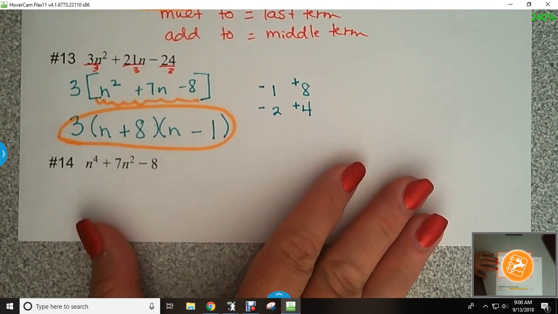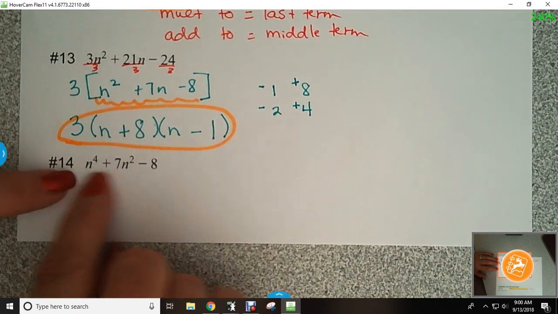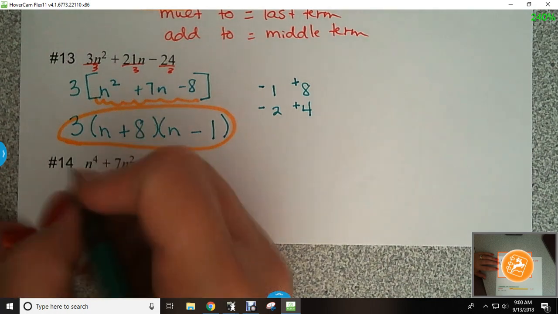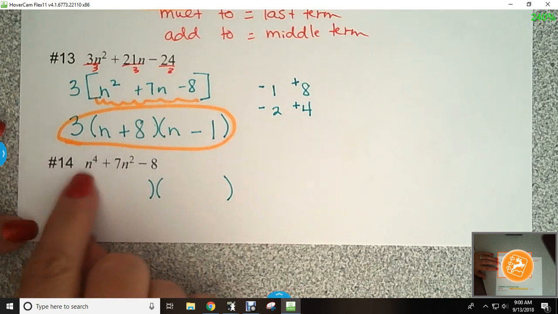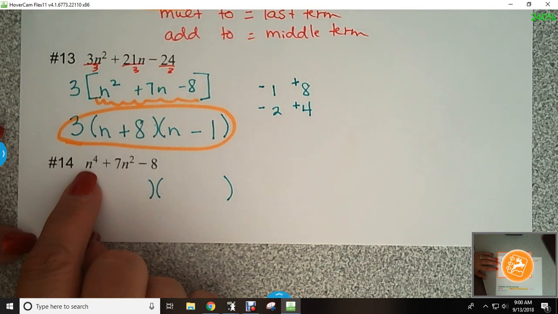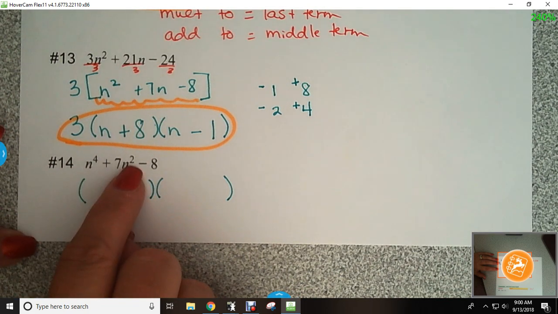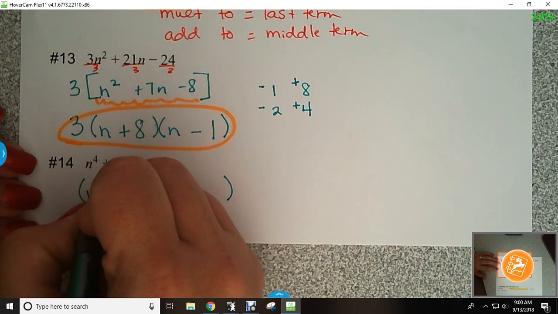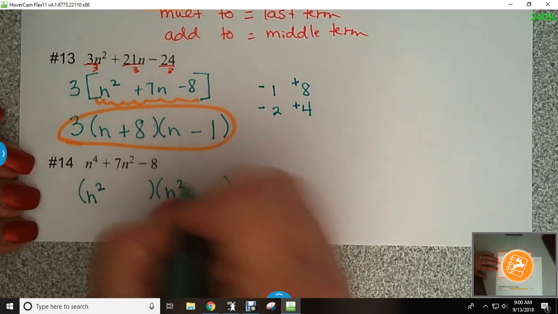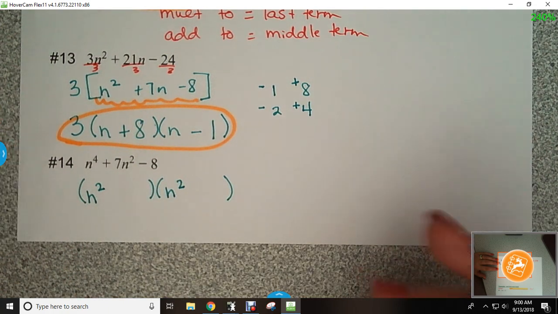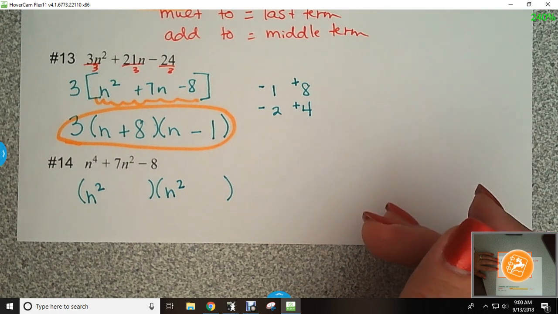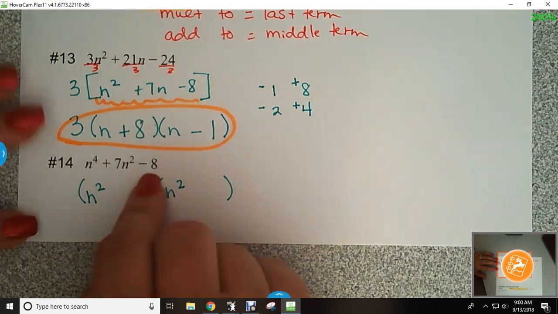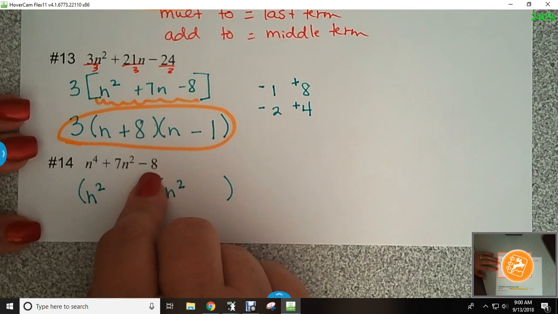So we can do this pretty quick and easy. I do not have a greatest common factor here. I'm going to go straight to my 2 parentheses, and then I've got to figure out what I multiply together to get n to the 4th. Well, I'm going to look at this term. That tells me what I need to put first in each parenthesis. I'm going to multiply n to the 2nd times n to the 2nd. And then I don't worry about the variables anymore. I work on the numbers. So I want to multiply and get a negative 8.